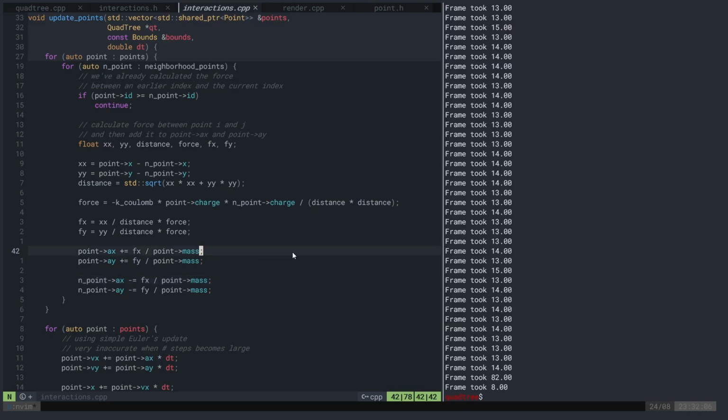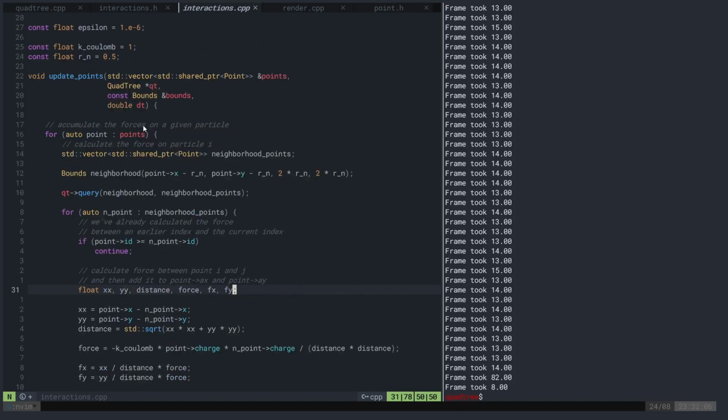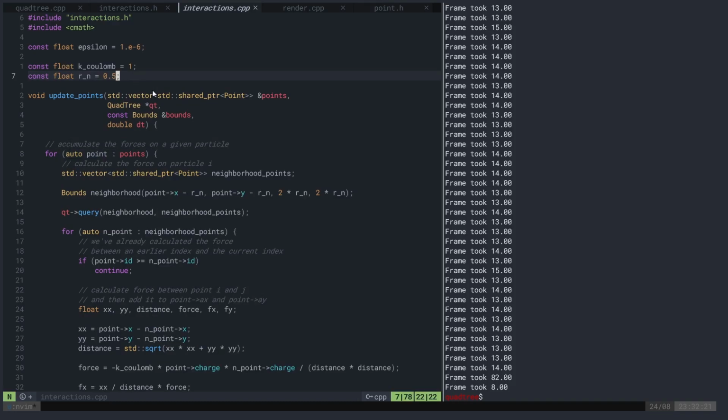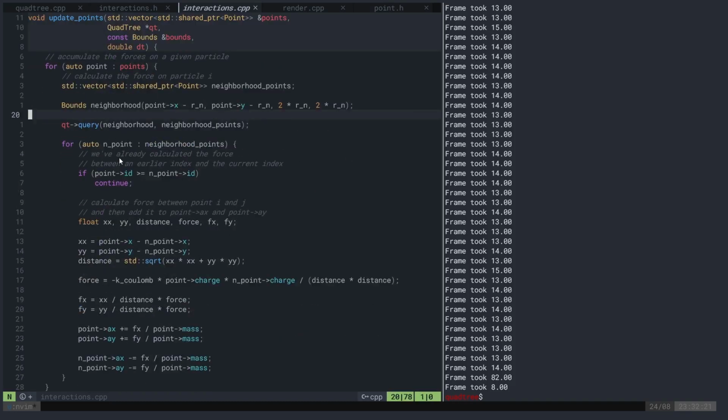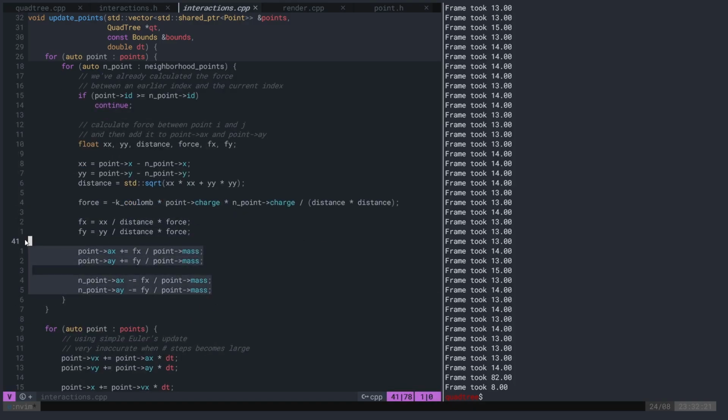So in this case, we've actually defined all of our forces. Just to be really clear on what we've done so far, we've looped through all of our points. We've searched for an arbitrary neighborhood around these points based on some arbitrary distance that we defined here. For all of the points within that neighborhood, we've calculated the force through the Coulomb force. And what we've done is updated the acceleration based on this.